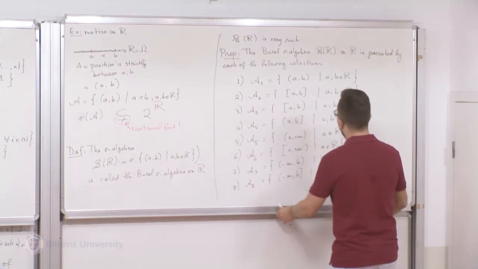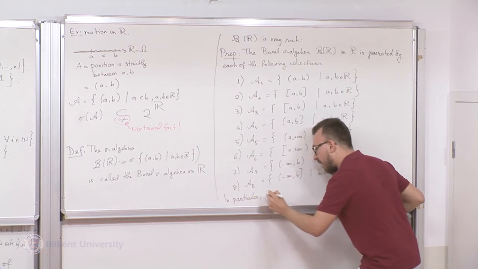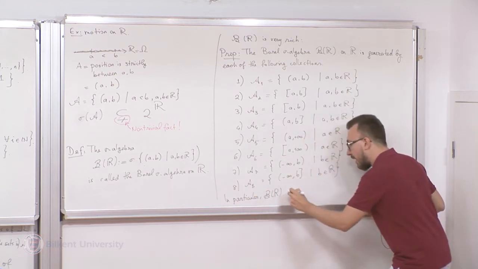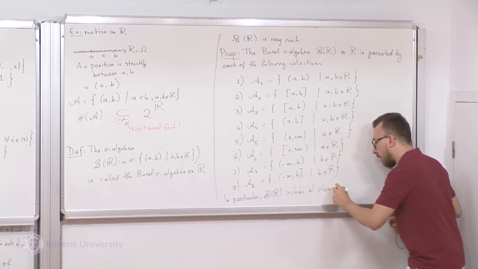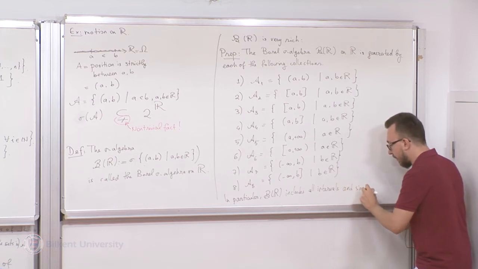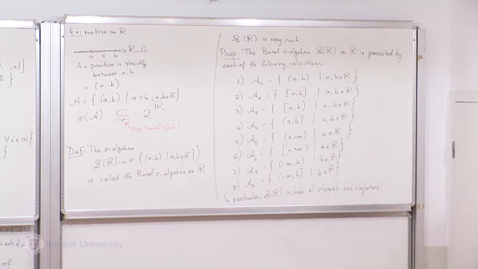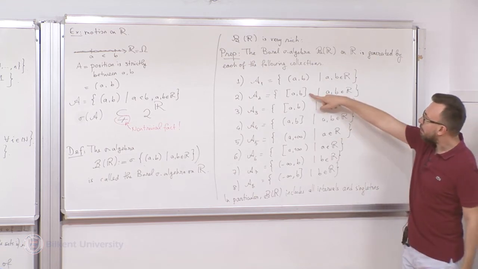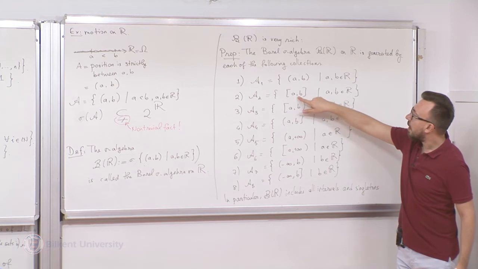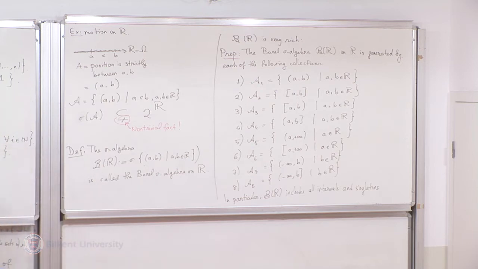And let me also say, in particular, B(R), the Borel sigma algebra on R, includes all intervals and singletons. Singleton means a set consisting of a single point. So why does it include singletons? Well, if you look at this part, A to B closed, just take A equals B, you have a singleton, okay? So they're part of the collection.